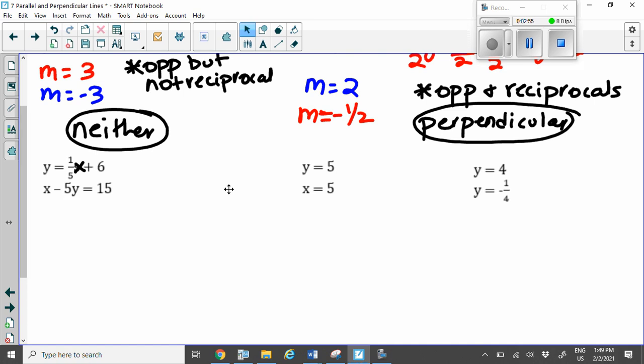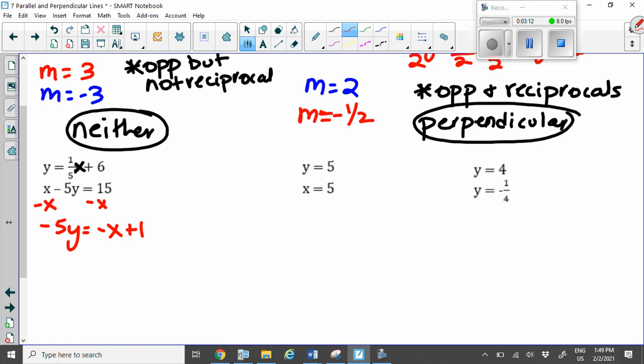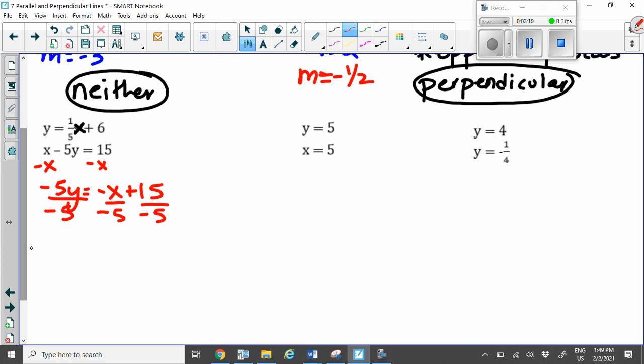Now for the second one, we have x minus 5y equals 15. I do need to solve for y, just like I did in the second example. So I'm going to subtract x from both sides, so I have negative 5y equals negative x plus 15. Then I need to divide everything by the negative 5. So I get y equals, notice that two negatives make a positive, 1/5 x minus 3.